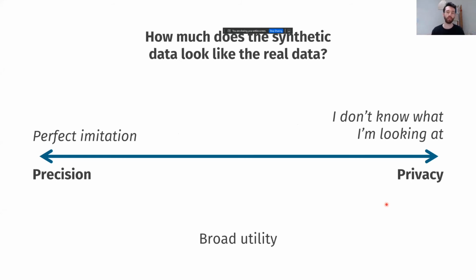How much does the synthetic data look like the real data? Well, on the one hand, if the synthetic data is really precise, we have a perfect imitation of the real data. It's like the values are exactly the same. That's when it's perfectly precise. On the other hand, if you're very private about your synthetic data, then the person has no clue what they're looking at when they look at only the synthetic data. And this concept is generally called broad utility. How well does the synthetic data look like the real data?